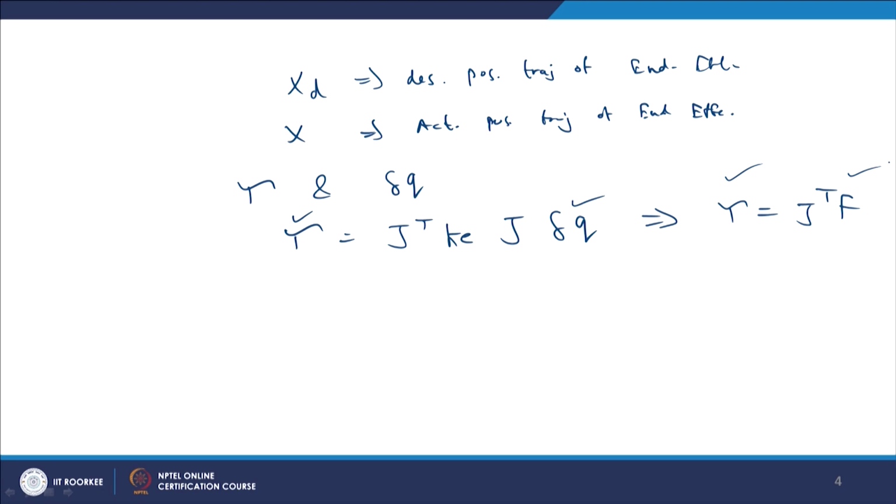where the Jacobian matrix is here generally 6 cross n degrees of freedom size matrix, and Q is the generalized coordinate of the robotic system, which is a joint angle independent coordinate system, and the stiffness matrix here is KQ, which is J transpose KE J is the stiffness matrix, which is this portion. So, thus tau can be written as KQ into delta Q.